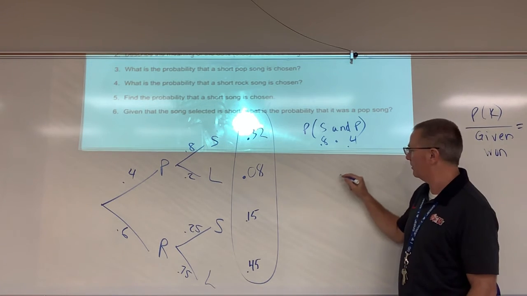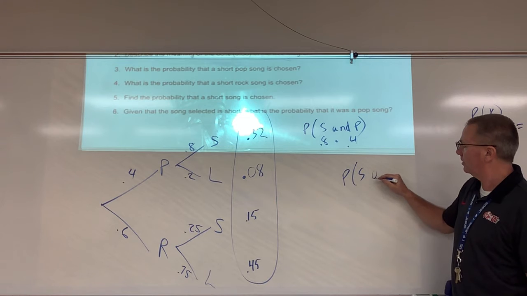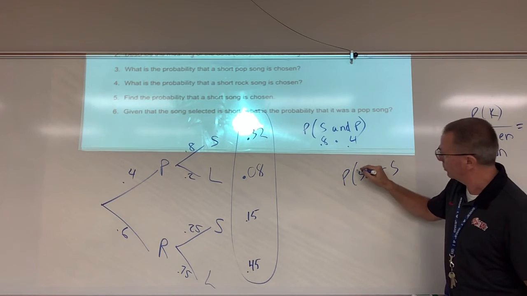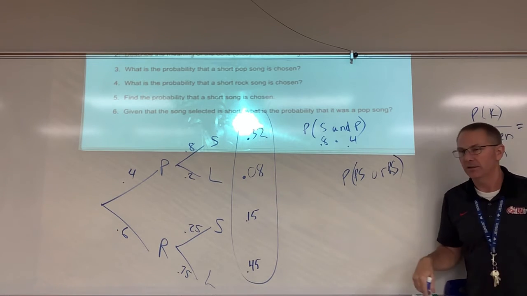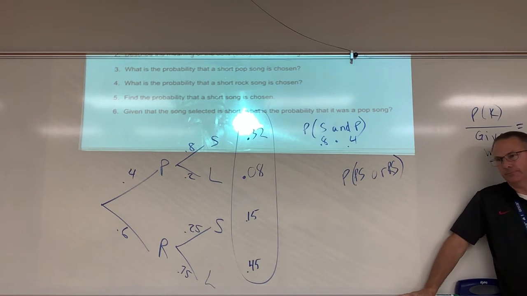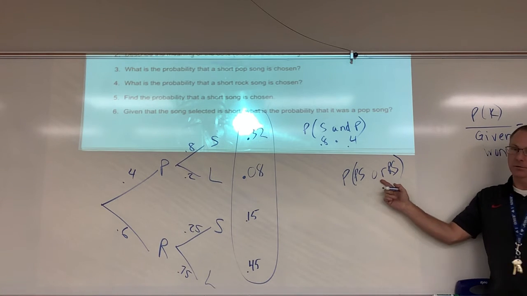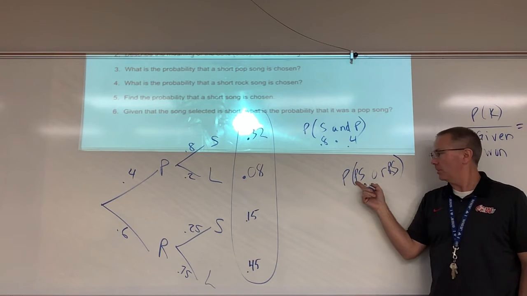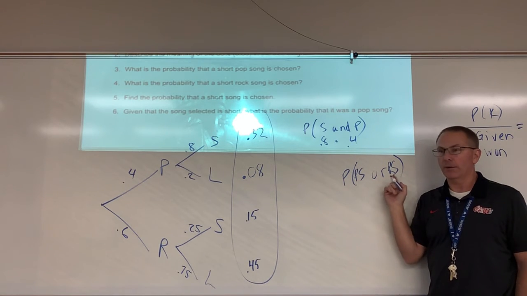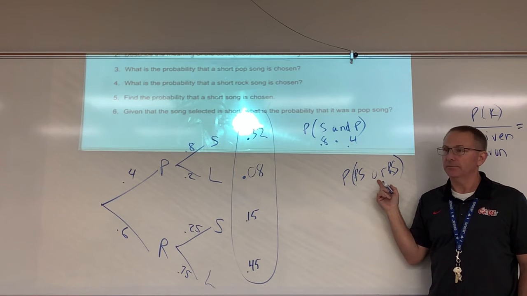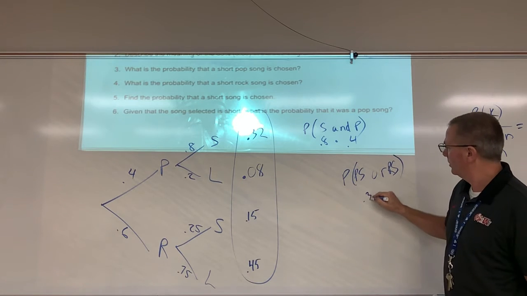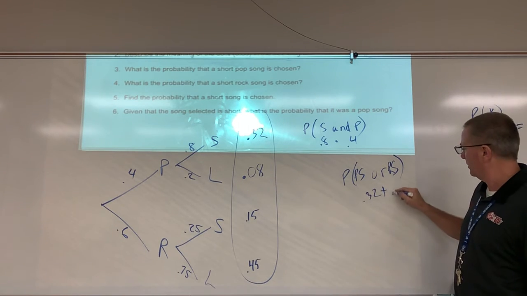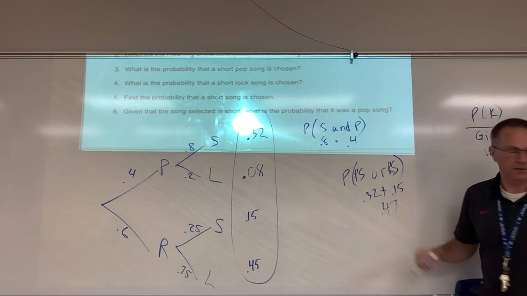Find the probability that you have a short song. What that means is you have the probability of a short pop song and a short rock song. 0.8 times 0.25. Or, I said and, I meant or. Pop song that's short or a rock song that's short. You add them together, right? So, 0.32 plus 0.15. So that's 0.47.